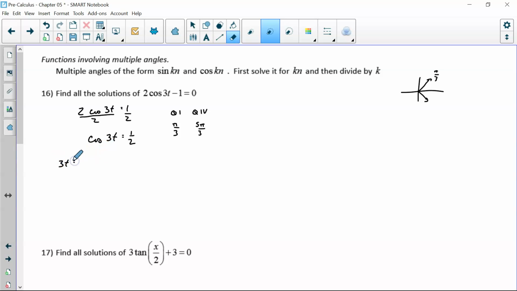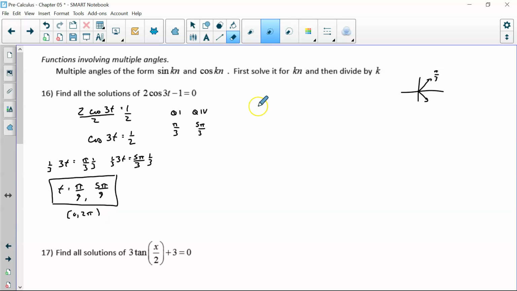3t equals pi over 3, and 3t equals 5 pi over 3. To get rid of the t, multiply both sides by 1/3. So t equals pi over 9 and 5 pi over 9. There's our solutions from 0 to 2 pi. Now, for our general form.